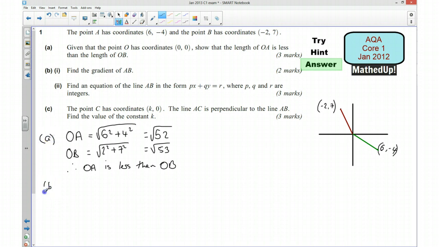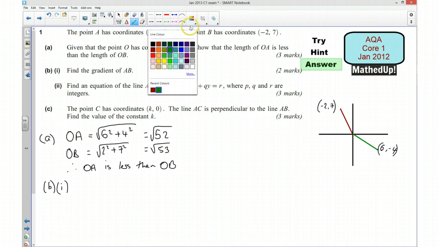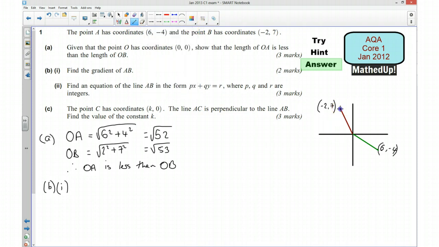Okay, part B, for the first part of part B, we need to find the gradient of AB. So again, I can draw a quick line to show that the line AB is going to look like this here. So that blue line there is our line AB.